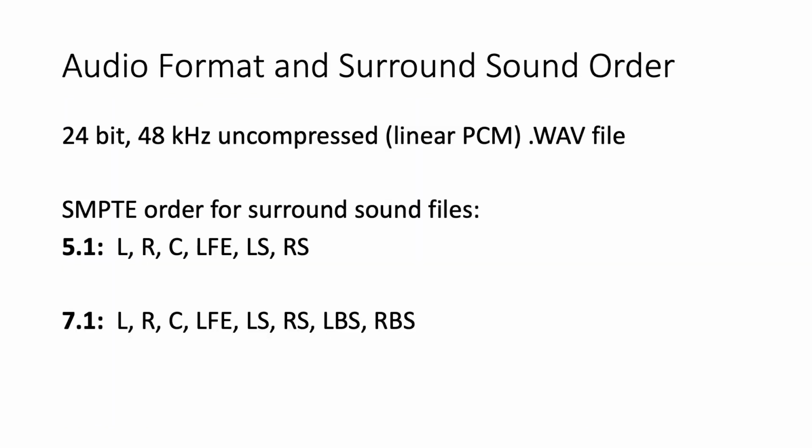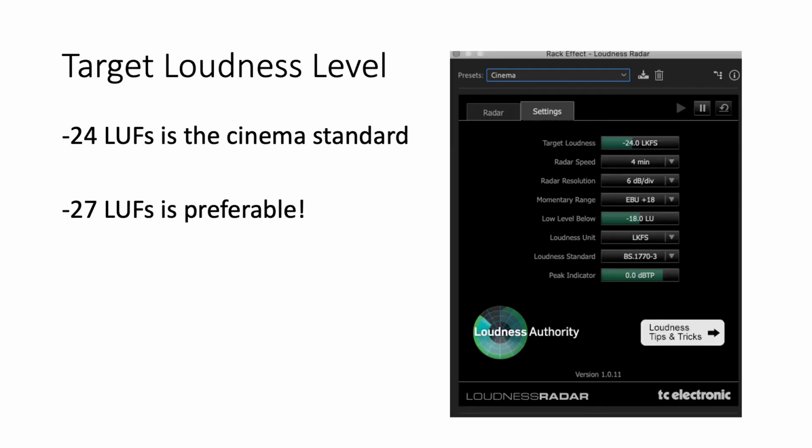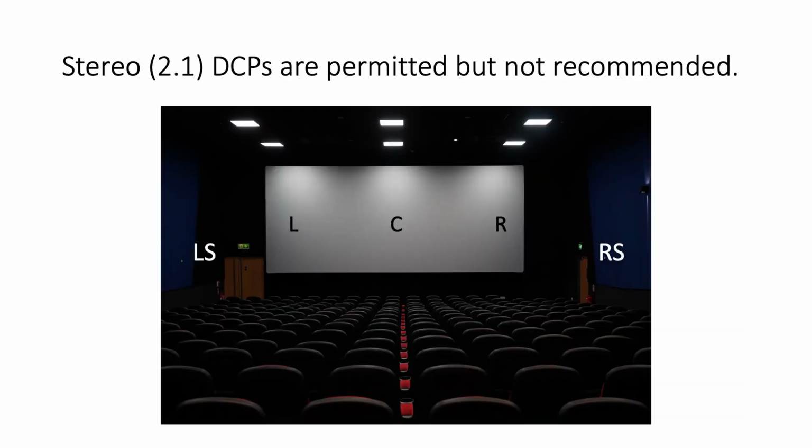Audio should be mixed down to an interleaved 24-bit 48 kHz WAV file. Surround sound is the norm, usually 5.1 or 7.1, but DCP supports up to 16 channels. Surround audio must be exported in the SMPTE order. The target loudness level for cinema mixes is -24 LUFS, but I have found that mixing a bit quieter, around -27 LUFS, is preferable. It is not recommended to make a stereo DCP.